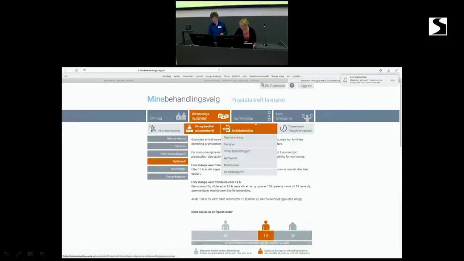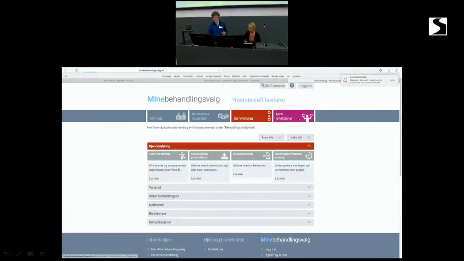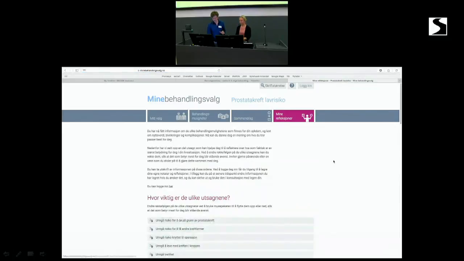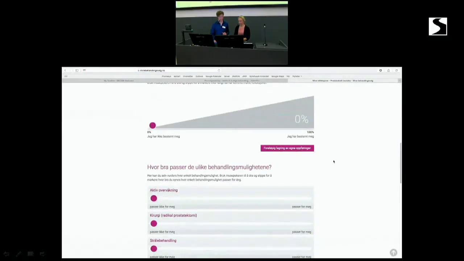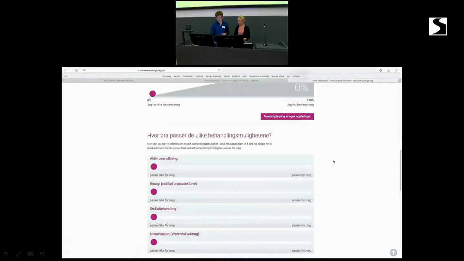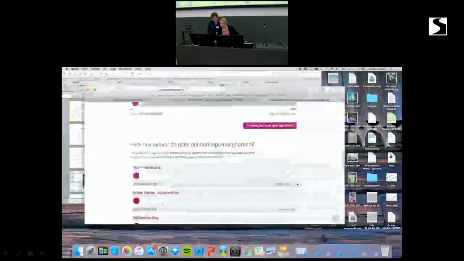And then there's a summary in the same structure, very short, and a couple of tools helping the patient to reflect on preferences. Back to the presentation.